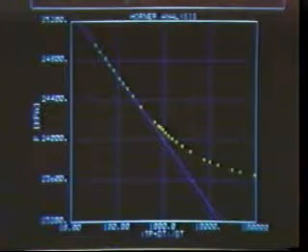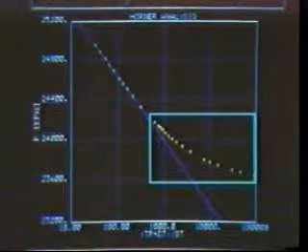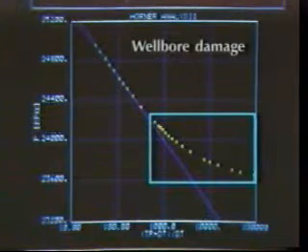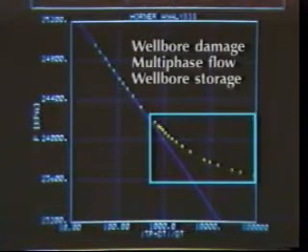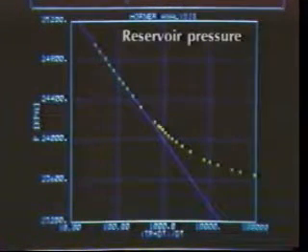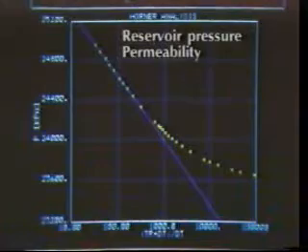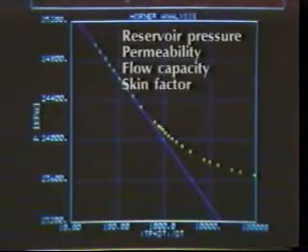In actuality, Horner plots usually show deviations from the expected straight line during the early time portions of the build-up plot, largely due to the effects of well-bore damage, multi-phase flow, and well-bore storage effects. These early time effects are usually overcome in later time. Thus, the straight line can ultimately be extrapolated to determine the average reservoir pressure. Additionally, from the Horner analysis results, we are able to calculate the permeability, flow capacity, and skin factor.